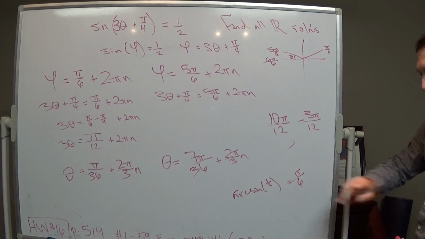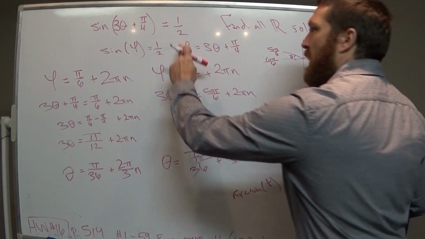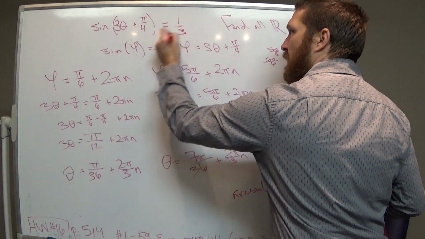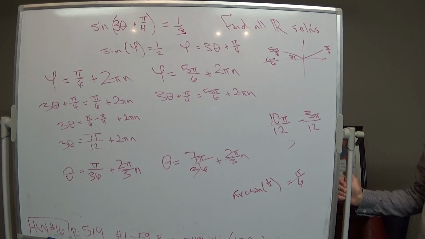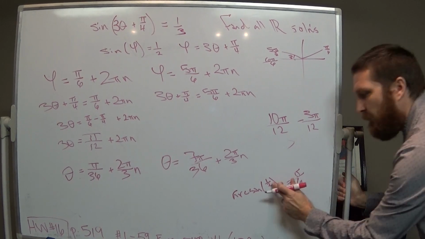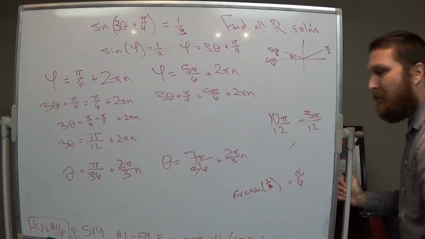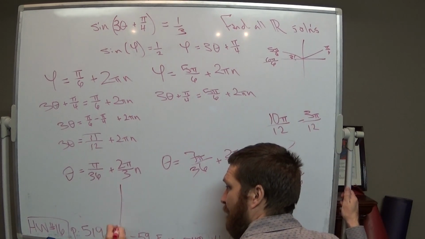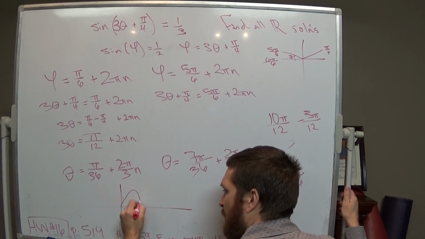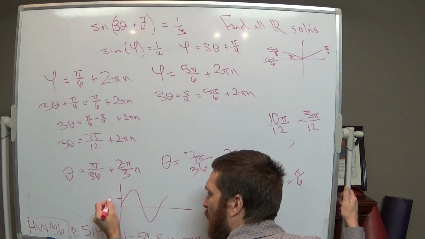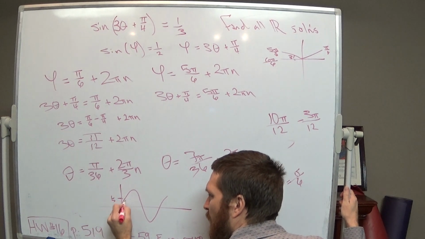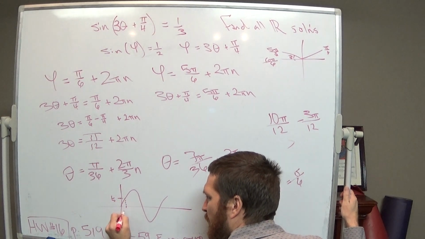But if it were, say, 1/3, uh-oh, we don't know what that is. It would be arc sine 1/3, but we'd be missing the other one, wouldn't we? And you'd have to do something like this. You'd have to say, okay, well, 1/3 is about here. Arc sine 1/3 pulls back right here.